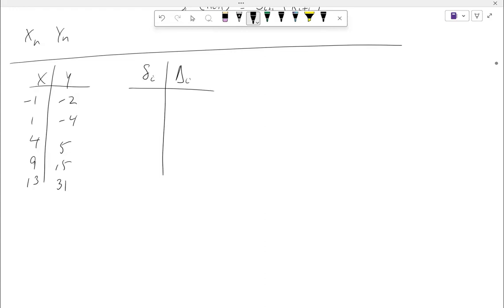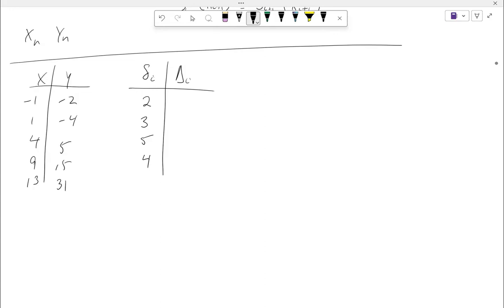So I'll write it this way. Your little deltas are your difference between consecutive x values. Your capital deltas are your difference between consecutive y values. So your delta 1 would be 2. Delta 2 would be 3. Delta 3 would be 5. And delta 4 would be 4.